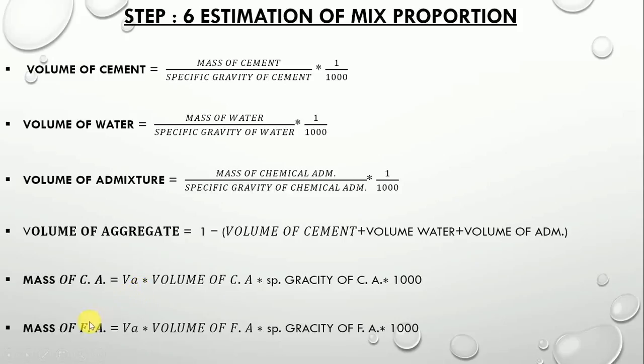Same as for fine aggregate. Okay, volume of whole aggregate into volume of fine aggregate into specific gravity of fine aggregate into 1000. What is whole aggregate? The volume of aggregate we had found here. And by following these steps in this process, we can finally suggest the proportion of the concrete that we want to achieve the strength.